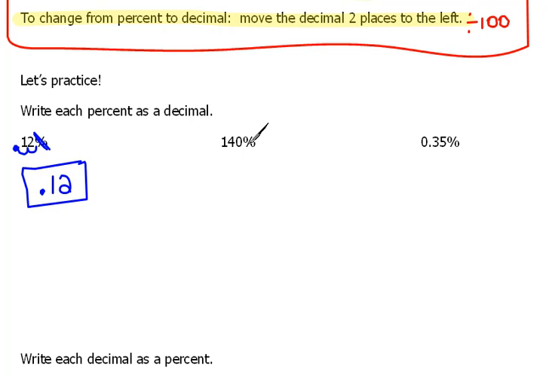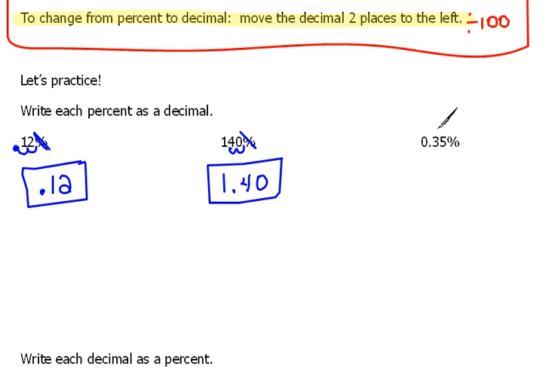So here again, do that same idea. We are changing this from a percent. We're going to get rid of the percent symbol. So instead of what we have now, we're going to move our decimal 2 places away from the percent, or to the left. So 140% would be the same thing as saying 1.40 or 1.4. They're the exact same thing.